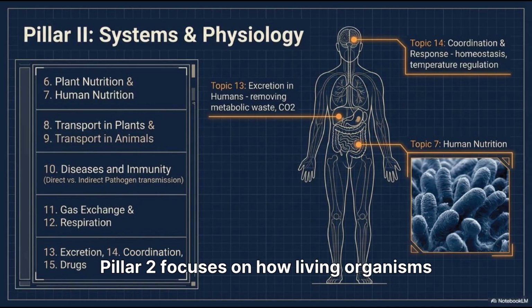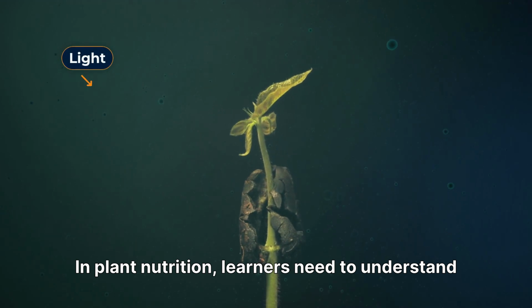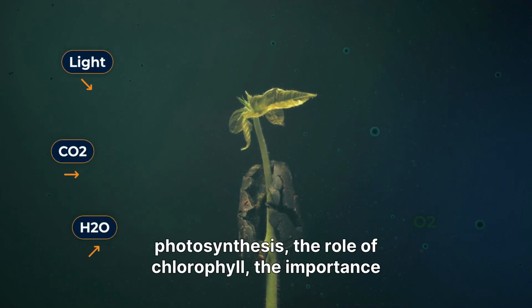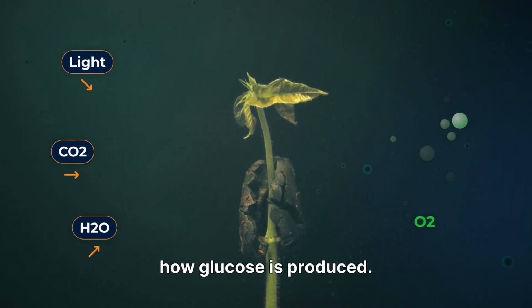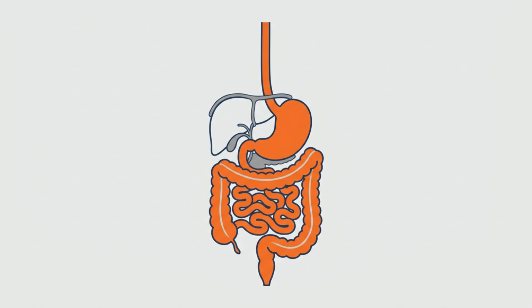Pillar 2 focuses on how living organisms function as systems. This includes plant nutrition and human nutrition. In plant nutrition, learners need to understand photosynthesis, the role of chlorophyll, the importance of light, carbon dioxide, and water, and how glucose is produced. In human nutrition, learners study digestion, absorption, and the role of enzymes in breaking down food.